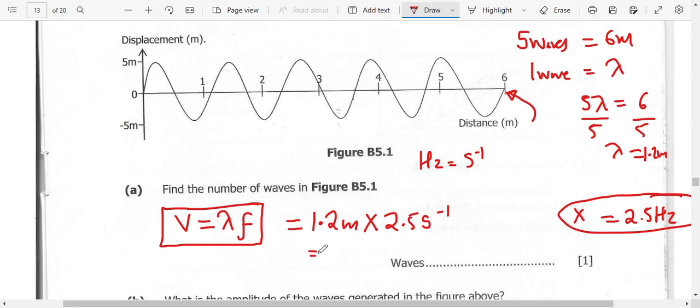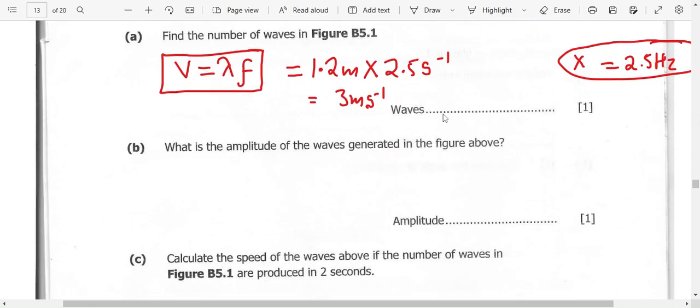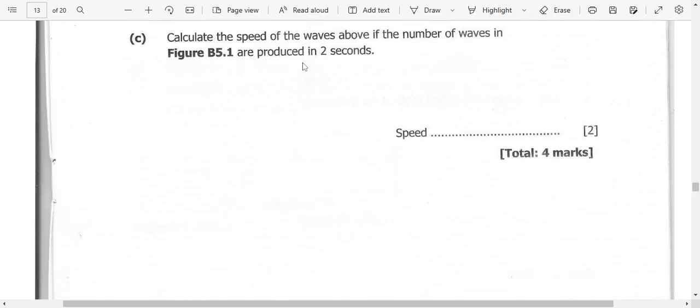So now you multiply 1.2 times 2.5. This is going to give us 3 meters per second. So that is the speed of the waves in this question. Actually, the speed of the waves, that is the speed. Is that okay? Yes. Okay.